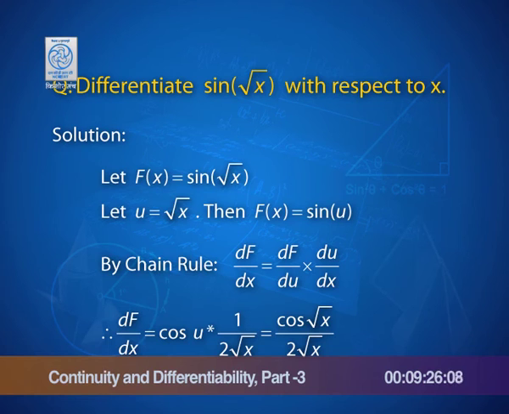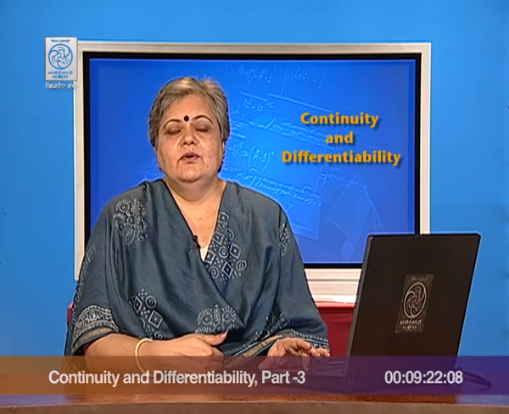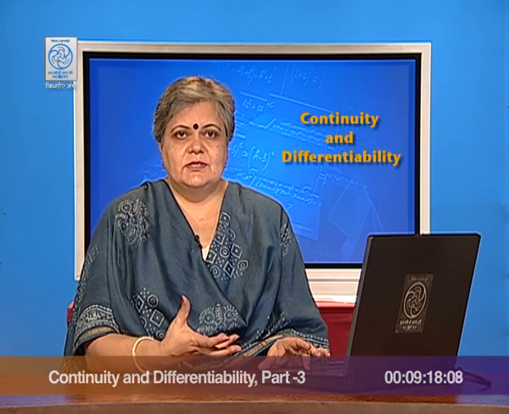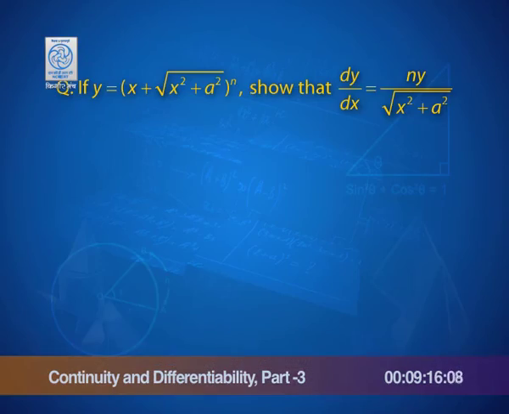Replace u with root x and your answer is ready. Let us take a question where we have a little more complex composition. Here the question is, if y is equal to x plus root of x square plus a squared raised to the power n, show that dy by dx is n times y by under root of x squared plus a square.